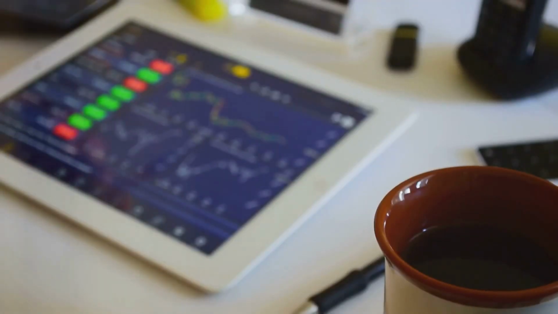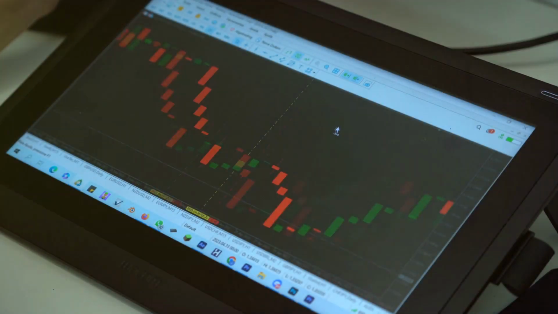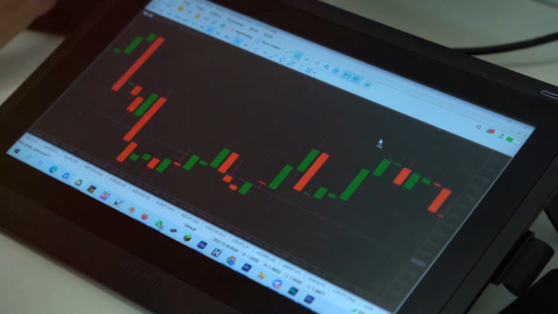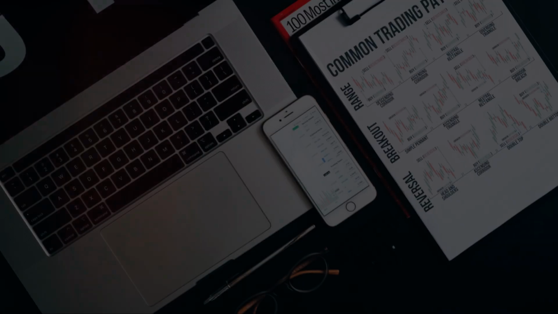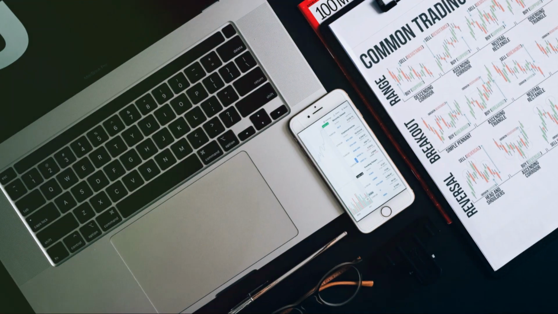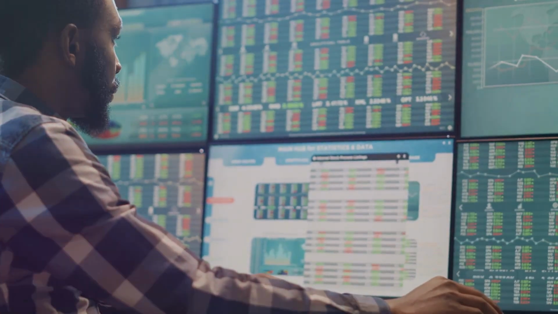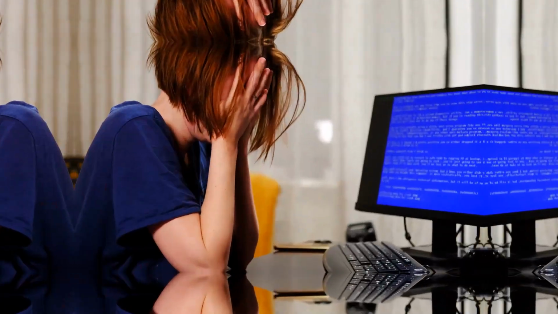Knowledge is power in Forex trading. Invest in your education by exploring online courses, webinars, and ebooks designed specifically for beginners. These tools will be your trusty companions on your Forex journey. Use them wisely, and they'll empower you to make informed trading decisions.